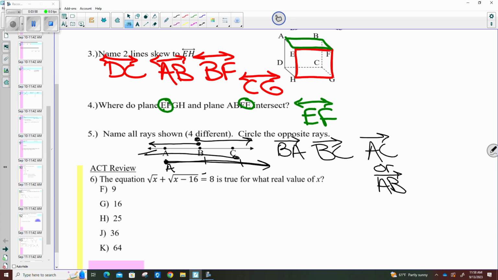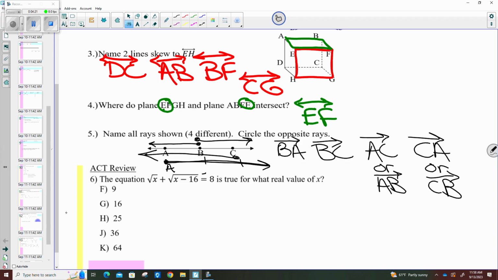CA, going this way. So there's another way I could have named CA. What would it be? Very nice. Again, you are double checking here that you have 4 different ones. You got to have BA, you got to have BC. You only get one of AC or AB, one of CA or CB. Okay, so 4 different ones.